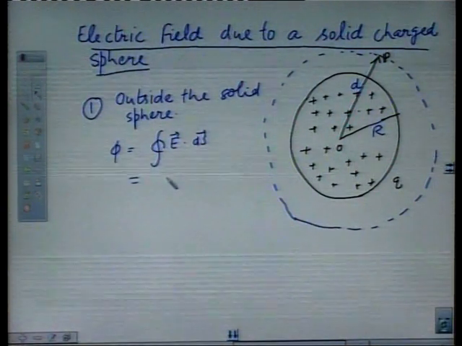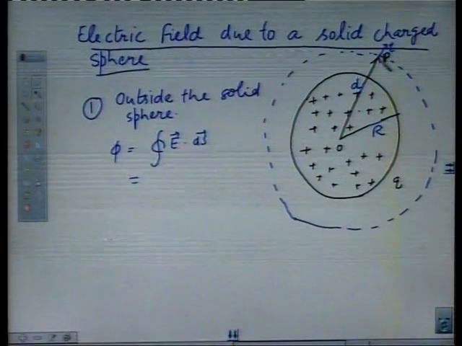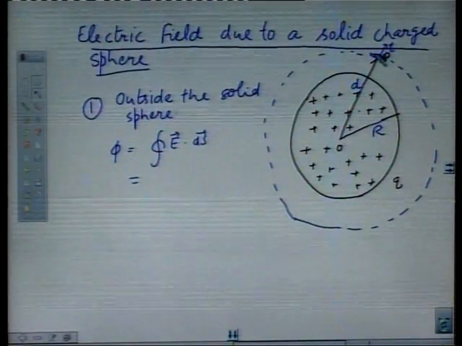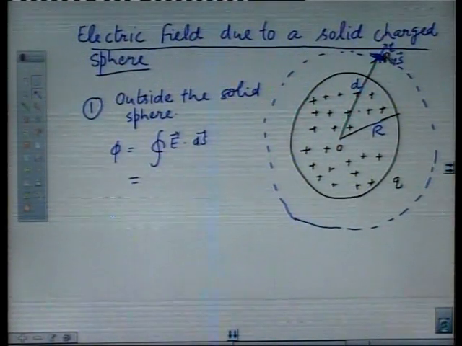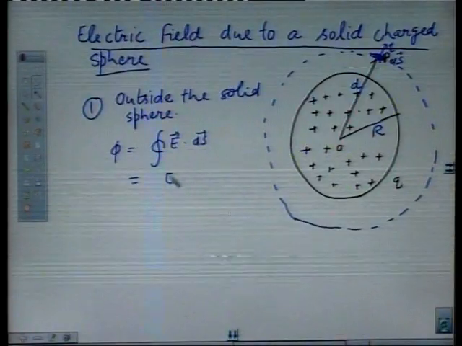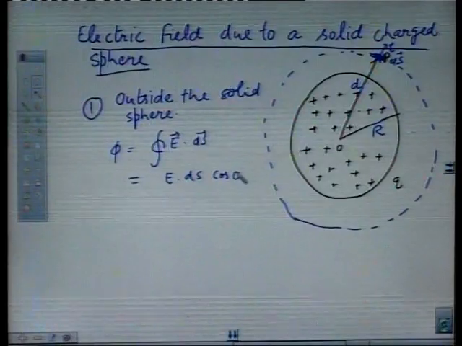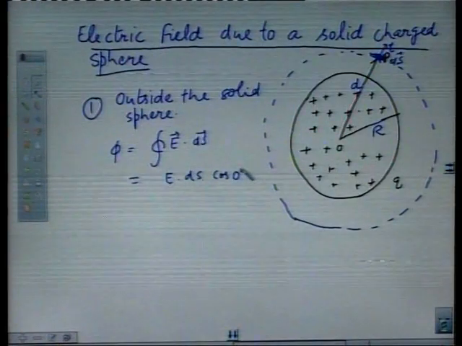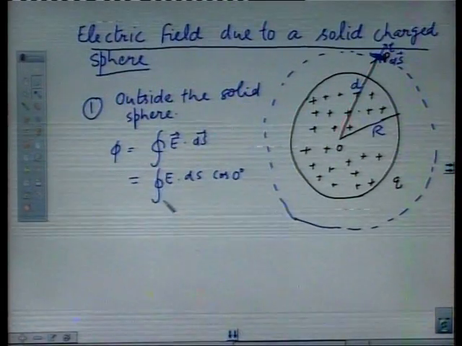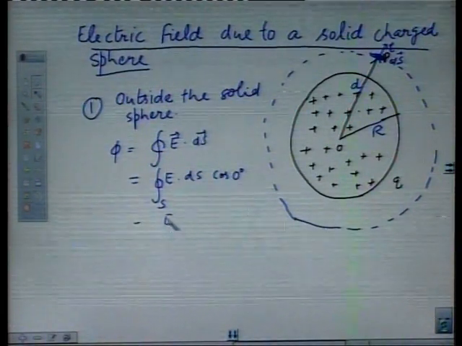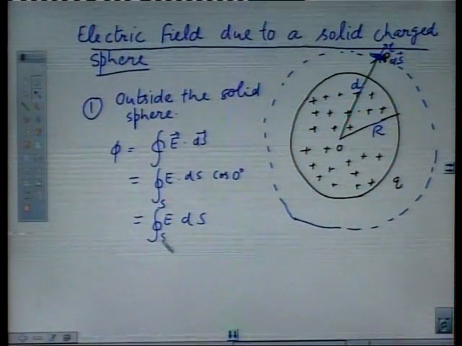This can be written as, at this point the electric field is along the direction and this small surface area is ds. Its direction is also along E vector. So, the angle between these is 0 degrees. We can write the dot product with angle cos 0 degrees. So, this is equal to E into ds and its integration over the closed surface S.